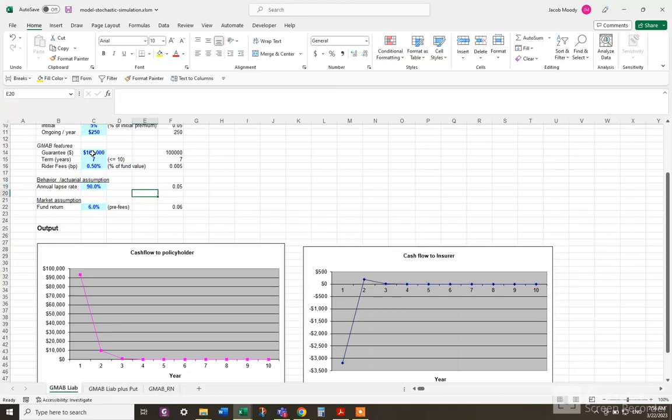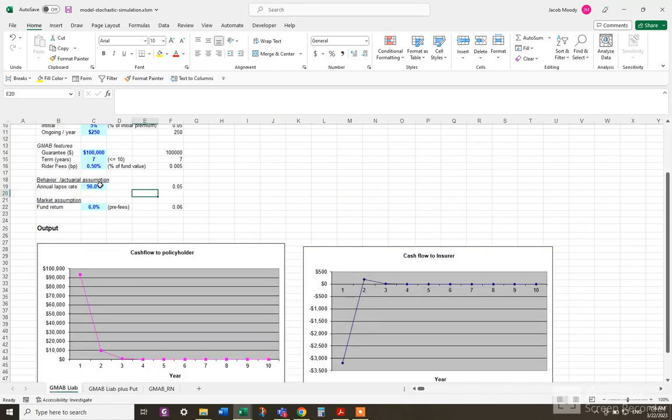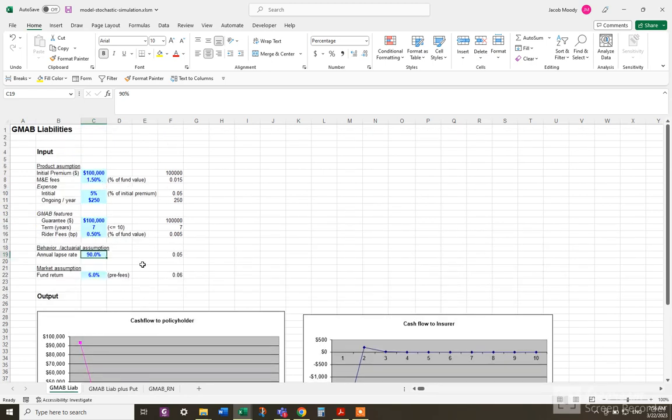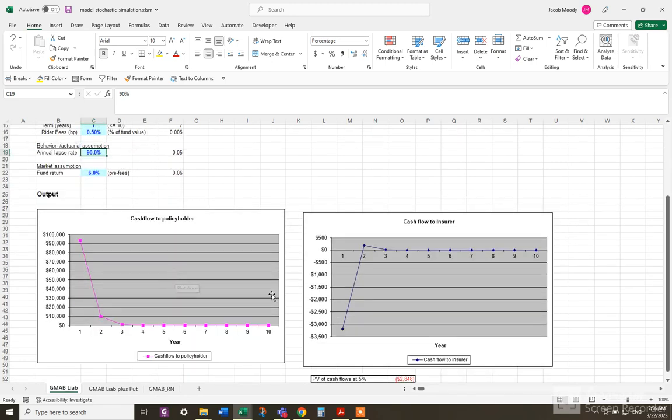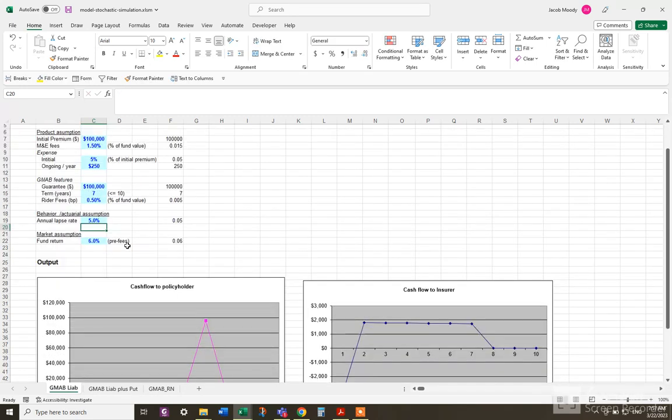Well, it's great for the GMAB, but what you'll see here in this video, you'll see some positives with the GMAB. But as far as the payouts and the costs and such, it's not good for the insurer. They had a lot of money, and then they just withdrew it. So we're going to put this back at 5%.